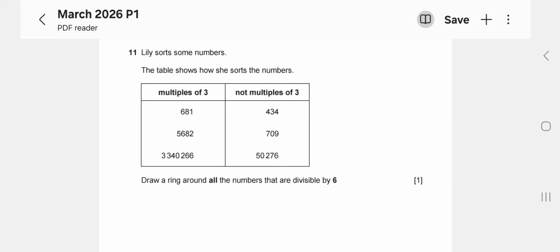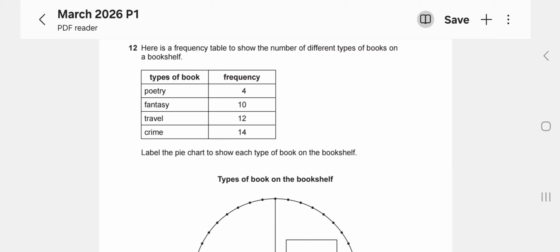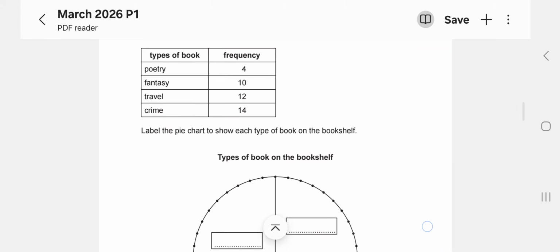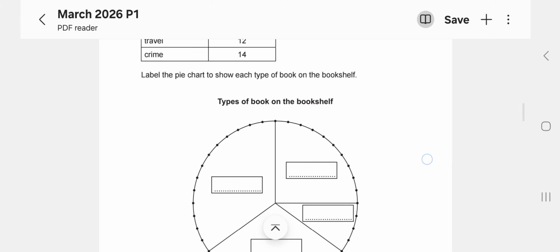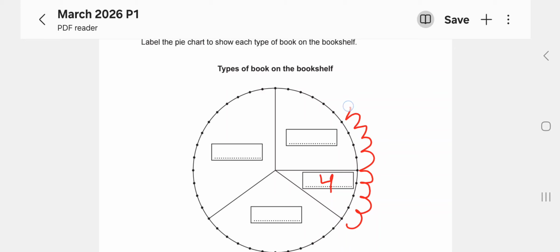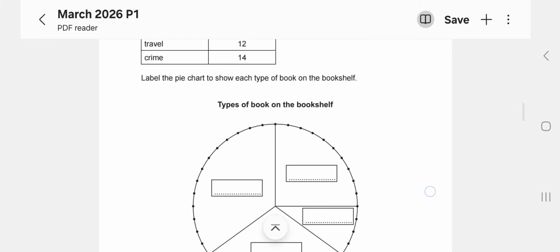We have the frequency table here, and we have the pie chart. We need to put poetry 4, fancy 10, travel 12, and crime 14. So the smallest number was poetry, which is 4, so here I'll put 4. This is the smallest. I counted the parts here: 1, 2, 3, 4. They are also 4. Now let's count the upper part: 1, 2, 3, 4, 5, 6, 7, 8, 9, 10. They are 10. Which number was 10?